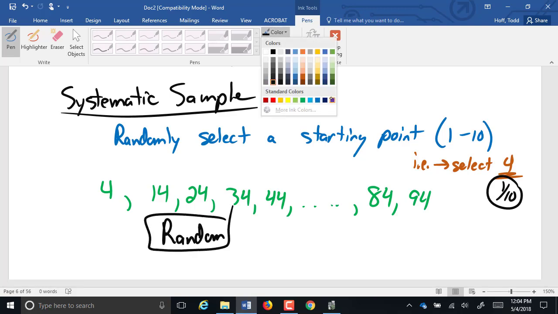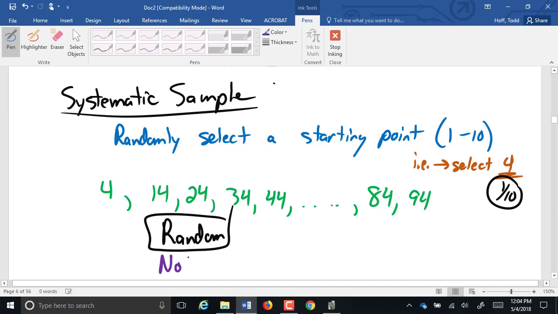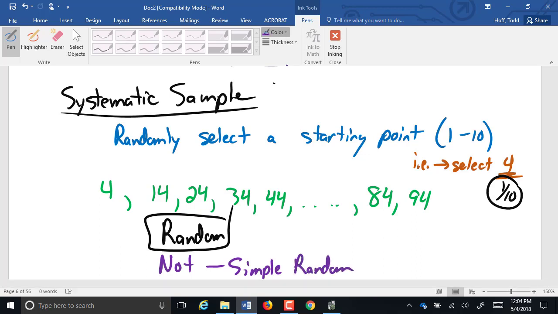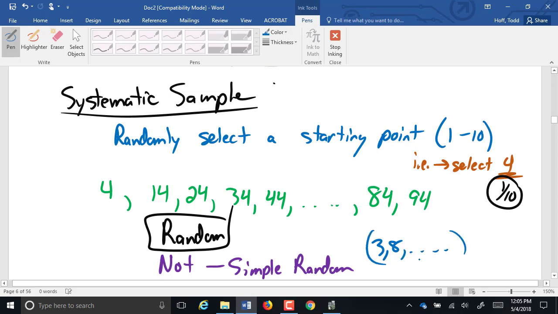However, once again, it is not simple random because it is not possible to have a sample that includes both item number 3 and item number 8 in the same sample. Because once we selected that starting point, every 10th item is used. So it's not simply random.